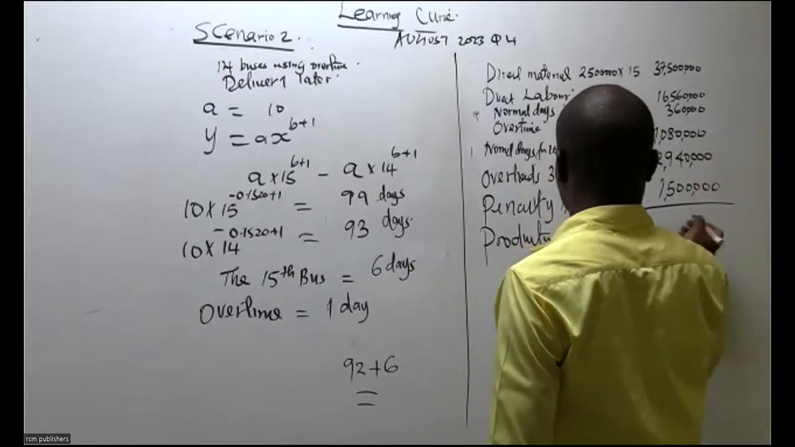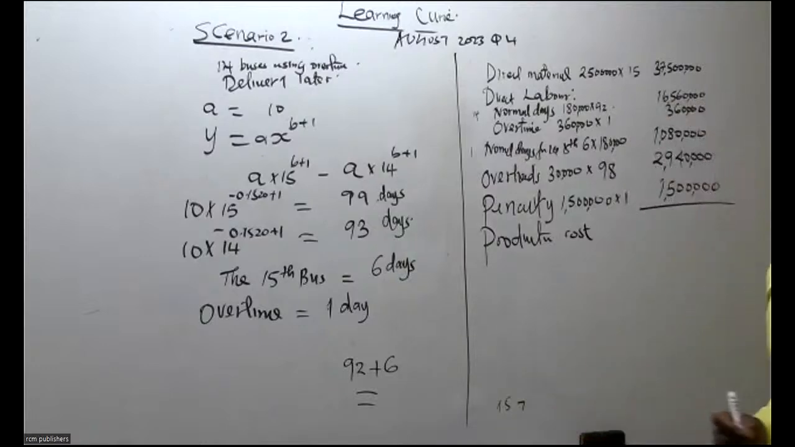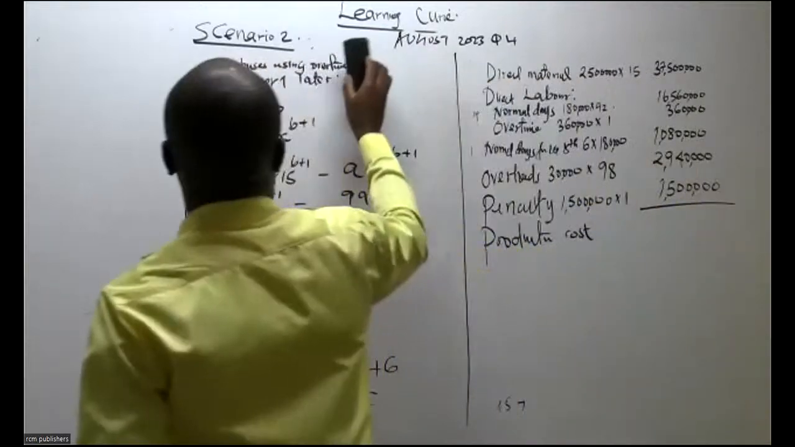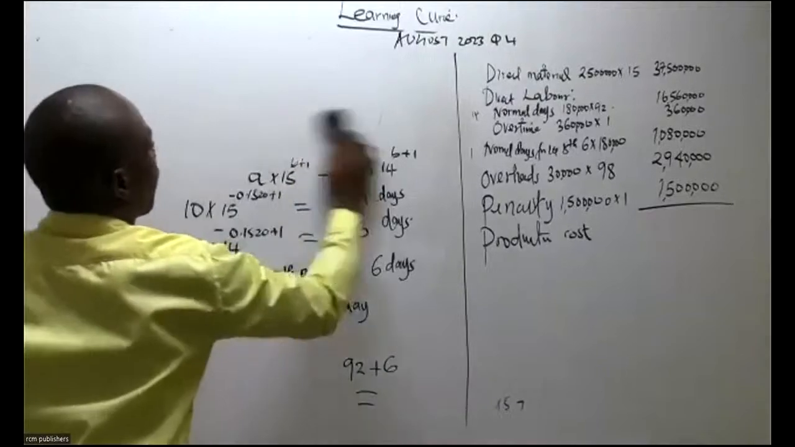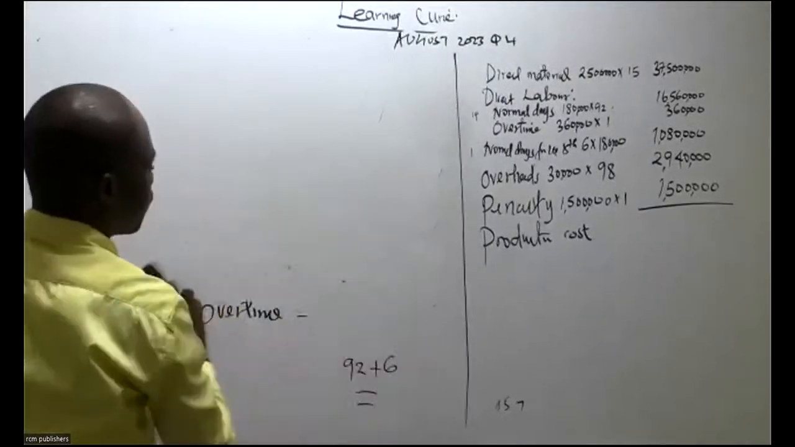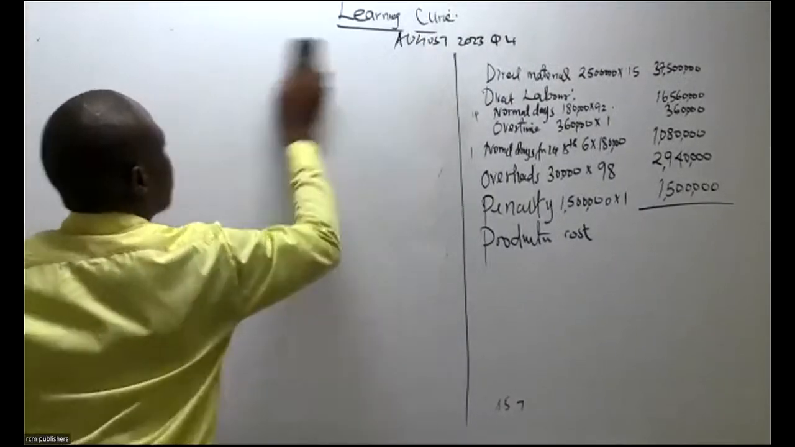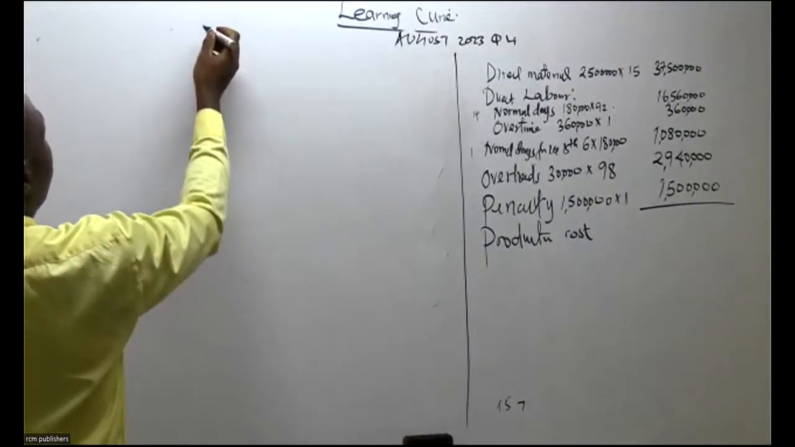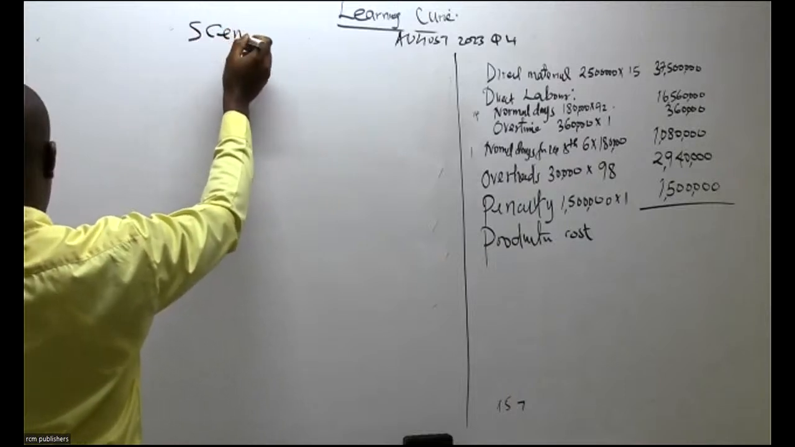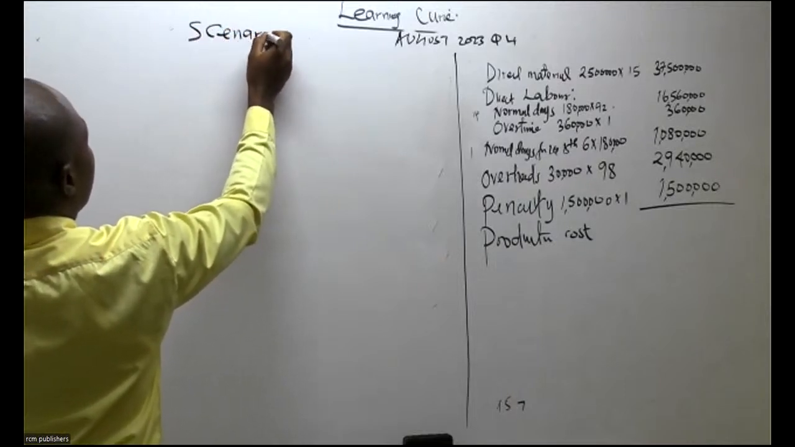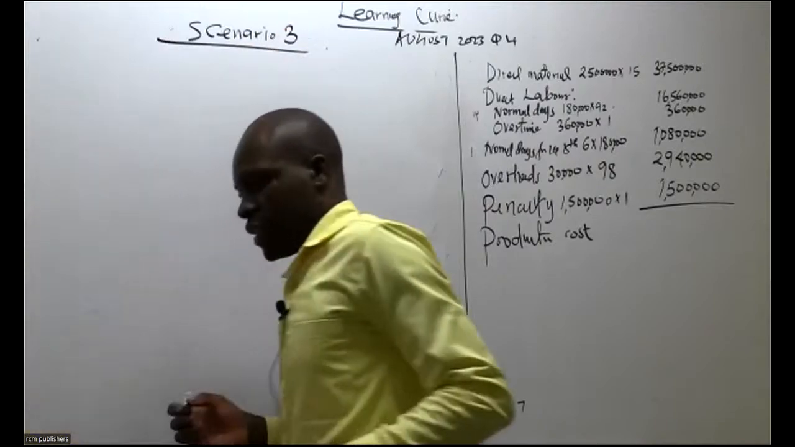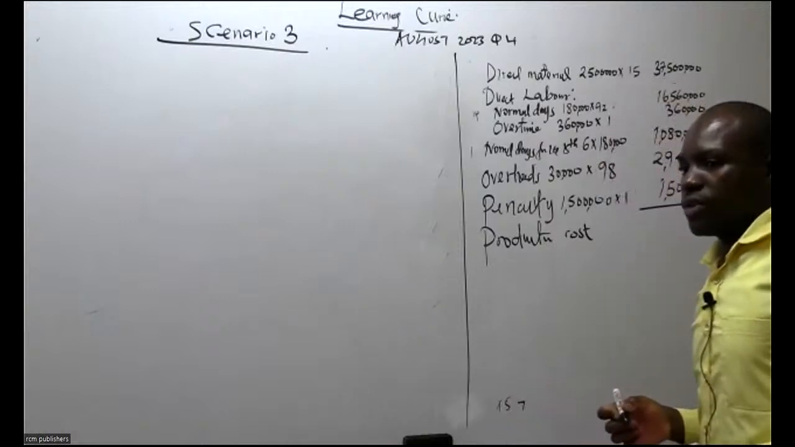Tunakuwa na ngapi? Ongeza kila kitu. Ongeza kila kitu under scenario 2. Then we get to scenario number 3. Ongeza kila kitu there. Ongeza kila kitu, then we get to scenario number 3.